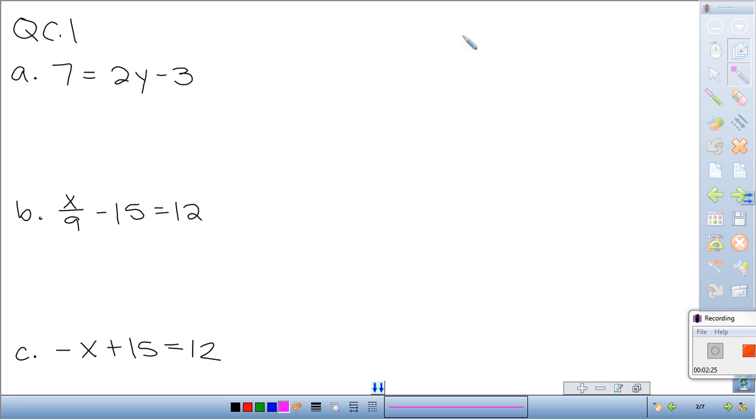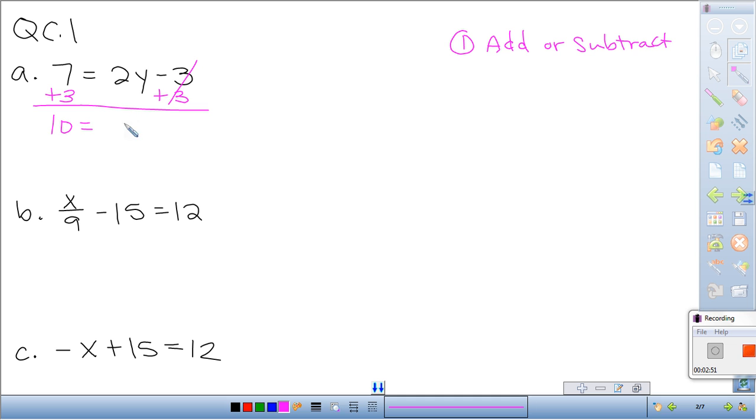And keep in mind, we always add or subtract first. That's our first step, add or subtract. So the opposite of subtracting 3 from y would be to add 3 to y. Because again, we're just trying to undo everything that's happening to our variable to get it by itself. So I have negative 3 and positive 3, those cancel. 7 plus 3 is 10.